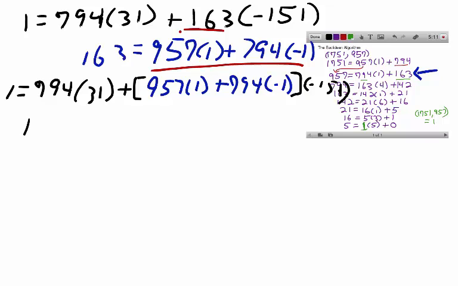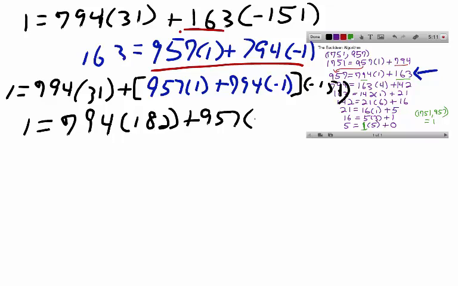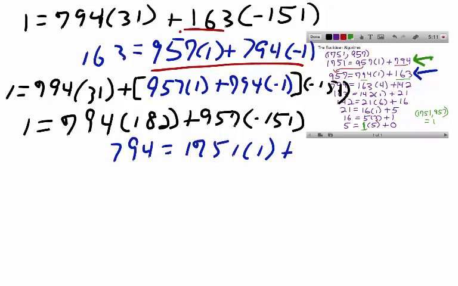This simplifies to 1 equals 794 times 182 plus 957 times negative 151, and finally, moving up to the top row in our Euclidean algorithm, we set our expression equal to 794, and this gives us 794 equals 1751 times 1 plus 957 times negative 1.